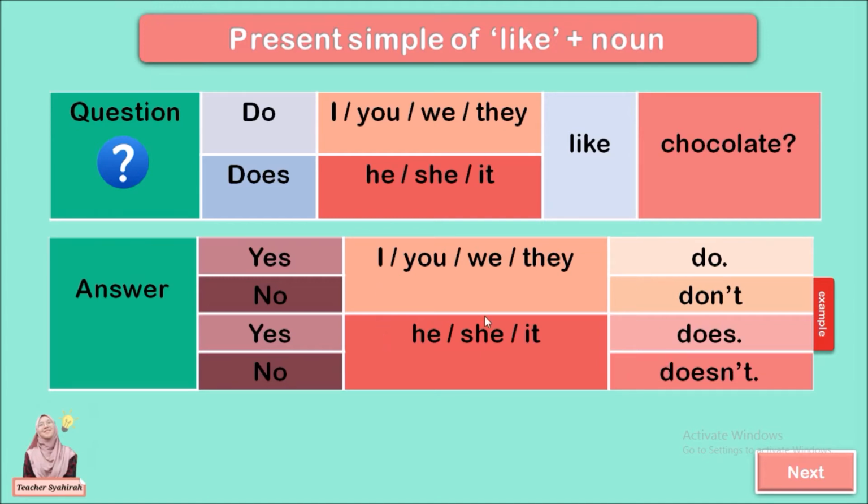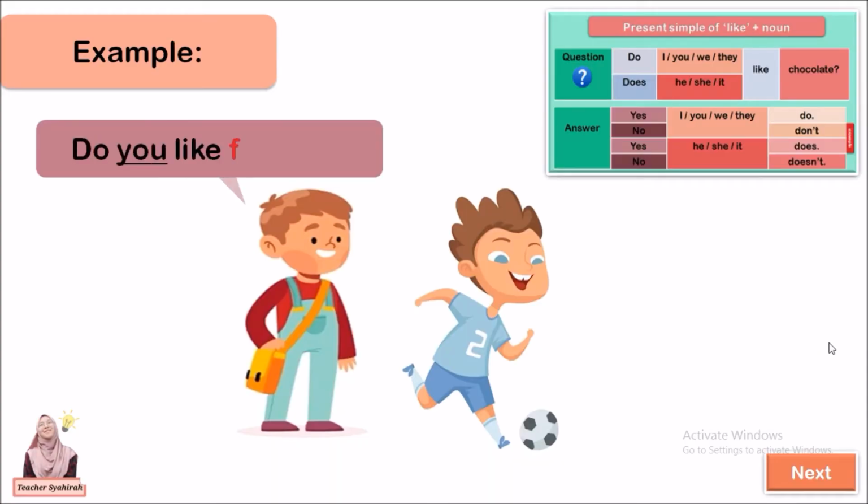Sekarang, can you see the difference? For they, we use do or don't. Yes, do for yes, don't for no. And then for he, she, it, does for yes, and doesn't for no. Now let's look at the example.